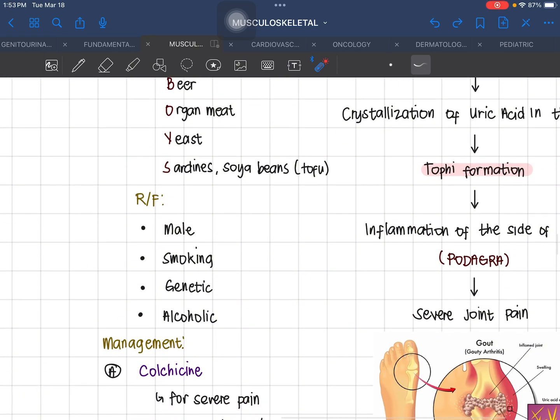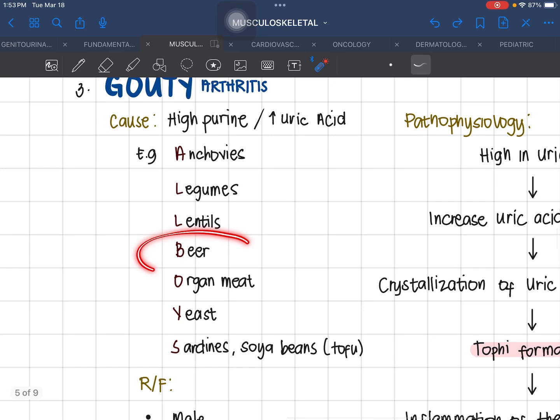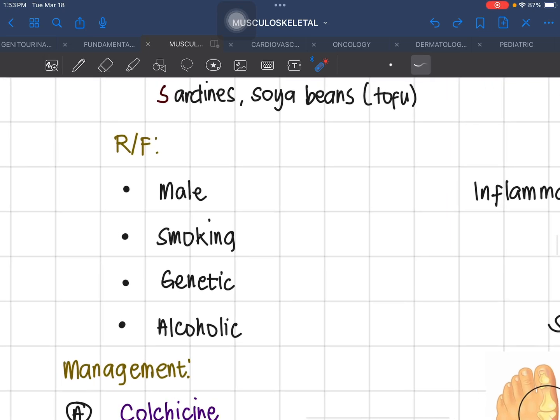So, ang risk factors ng gouty arthritis, common ito sa male, sa mga nag-smoke, genetic din ito, and also sa mga alcoholic. Kaya nga nakalagay dito yung beer. Ang cause niyan ay high in purine, high in uric acid. Ayan. So, tandaan natin. Ulitin natin. Risk factors dito ay common ito sa male, sa mga alcoholics, sa mga smoker, and also genetic.